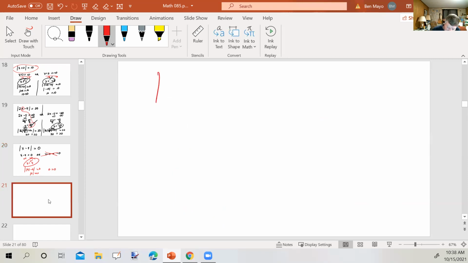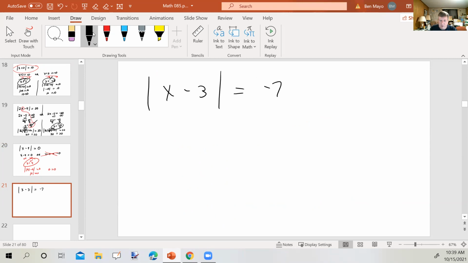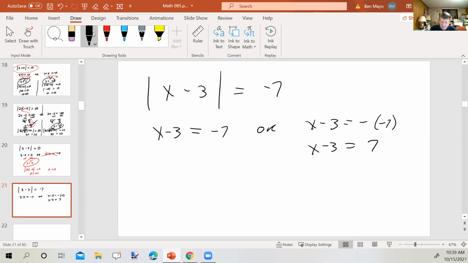All right, what about this case? Let's go back to black ink there. The absolute value of x minus 3 equals negative 7. Well, this would mean that either x minus 3 has to equal negative 7, or x minus 3 equals the opposite of negative 7, which is what? Positive 7. So solving the first equation, we add 3 and we get x equals negative 4. Solving the second equation, we add 3 and we get x equals 10.